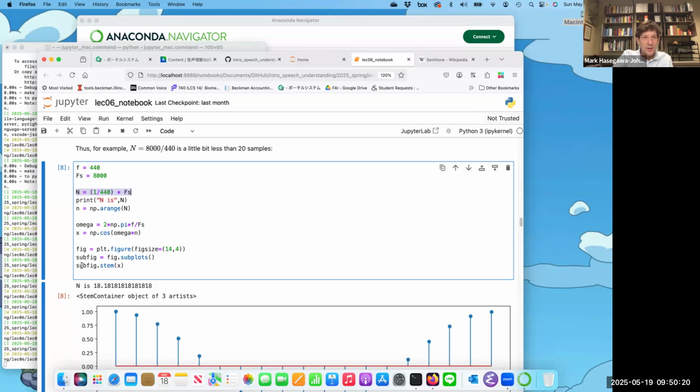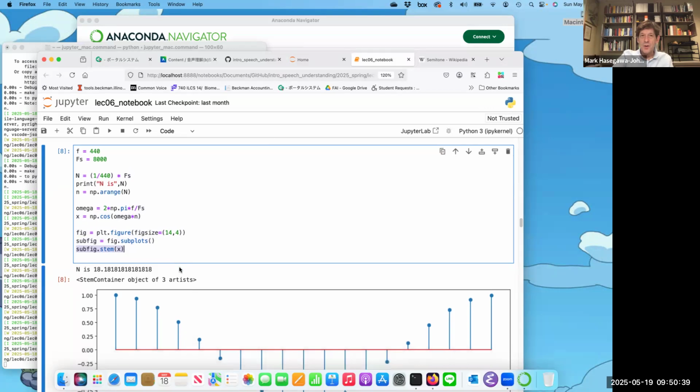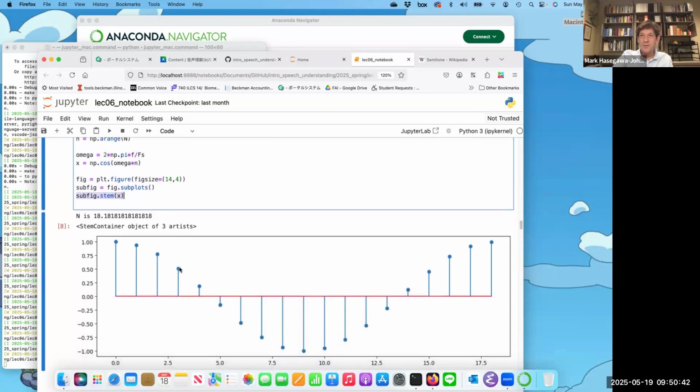So where is that? Oh, here. Subfigure, I plot the stem plot of x. So I've set omega equal to 2 pi f over fs. X is equal to cosine of omega times n. And then I create a figure, and then in that figure I create one subfigure, and in that subfigure I create one stem plot showing all of the samples that are in 1/440th of a second. So here's sample number 0, 1, 2, 3, 4, 5, 6, 7, 8, 9, 10, etc.